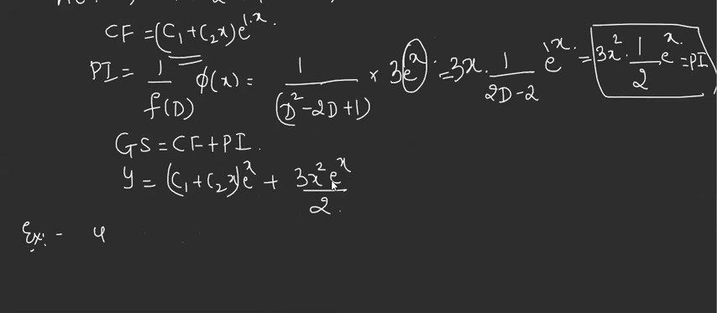Shall I give one example? Y double dash plus 4y dash plus 5y equal to 3 into e raised to minus 2x.